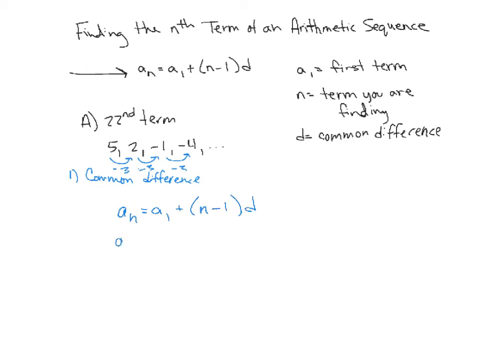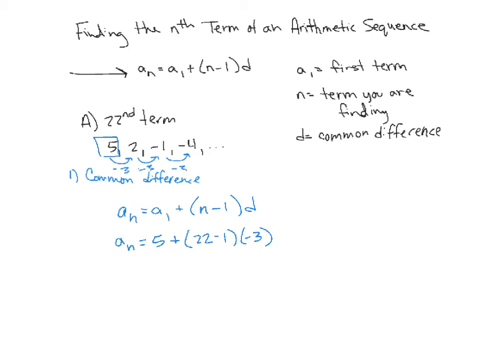So A n is going to stay. That's what we're solving for. And we are going to put 5 in for A1 because that is the first term of the sequence right here. Plus, we are looking for the 22nd term, so we're going to put 22 in for n because that's the term we are finding, minus 1, and we said the common difference was -3.